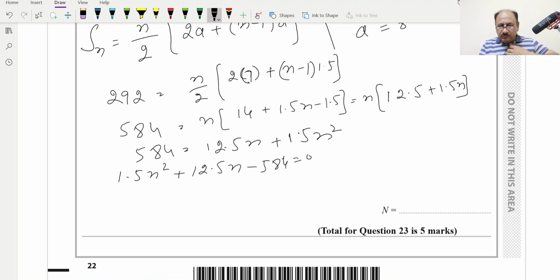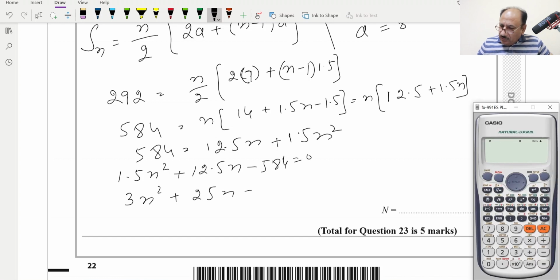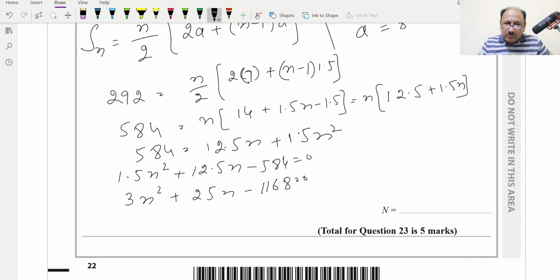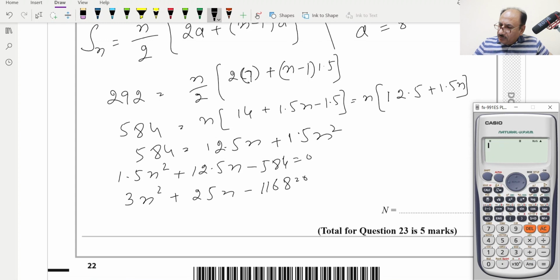And for removing the decimal, we can multiply everything by 2. So it will be 3n squared plus 25n minus 584 multiplied by 2, which is 1168, is equal to 0, and we can check with the calculator, mode 5 3, to solve this quadratic equation. So the coefficient of n squared is 3, the coefficient of n is 25 and the constant is minus 1168. So the values are 16 and minus 73 over 3.